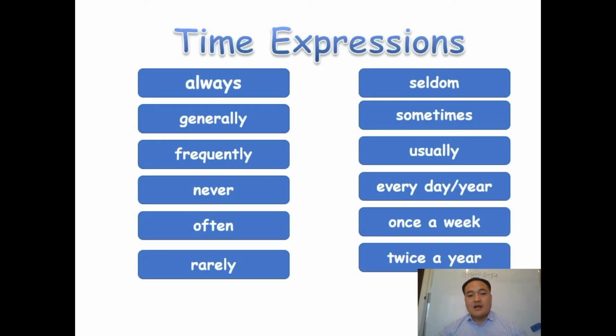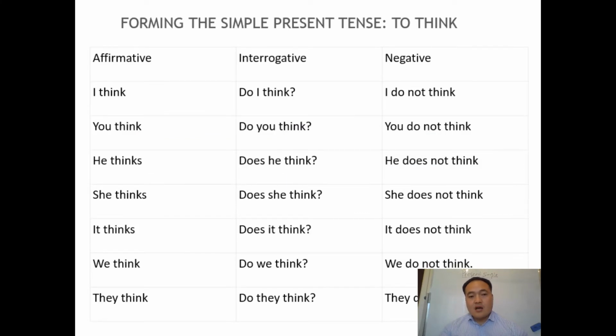And also, it is very important to remember these words: always, generally, frequently, never, often, rarely, seldom, sometimes, usually, every day, every year, once a week, twice a year. All these types of expressions are used when we form a sentence with the help of the present simple tense. So how to form it?